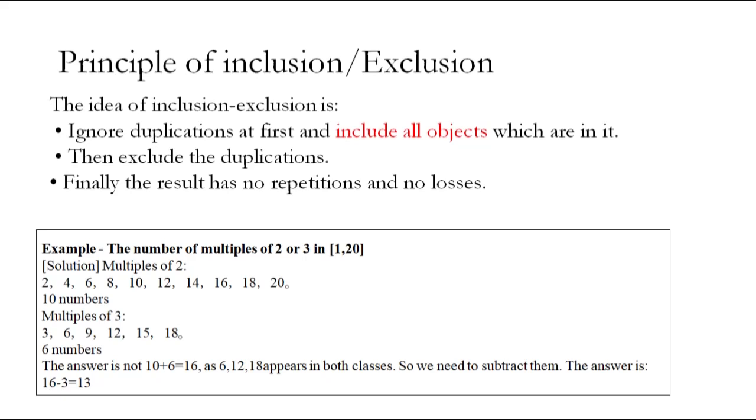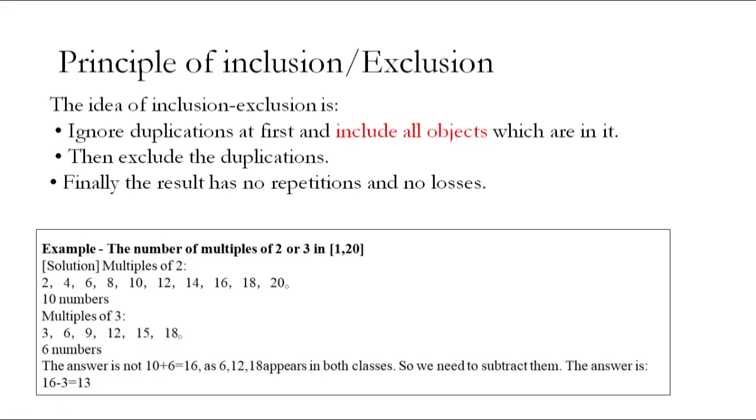Here is the example: the number of multiples of 2 or 3 in 1 to 20. The multiples of 2 are 2, 4, 6, 8, 10, 12, 14, up to 20. And I'm taking another set, the multiples of 3 between 1 and 20: 3, 6, 9, 12, 15, 18.